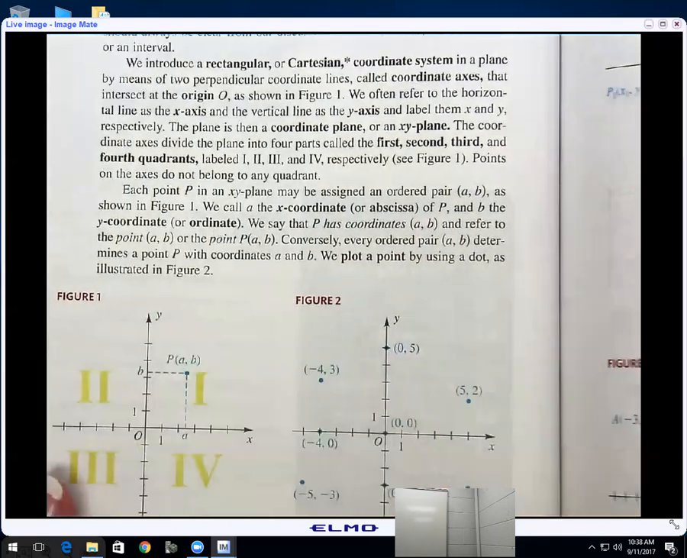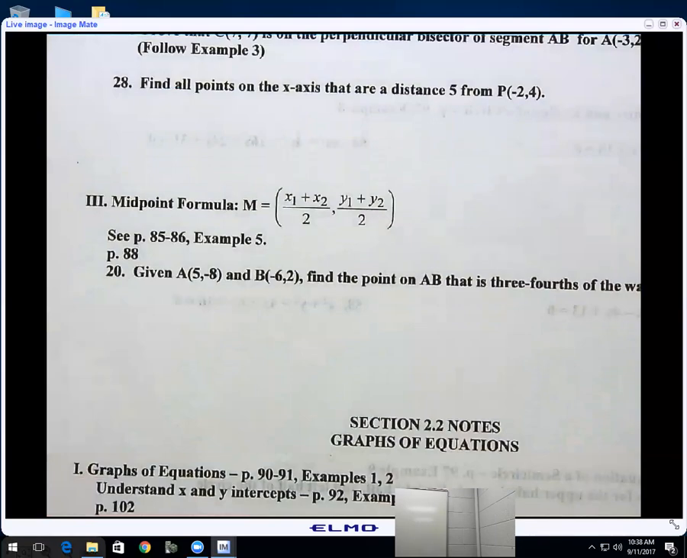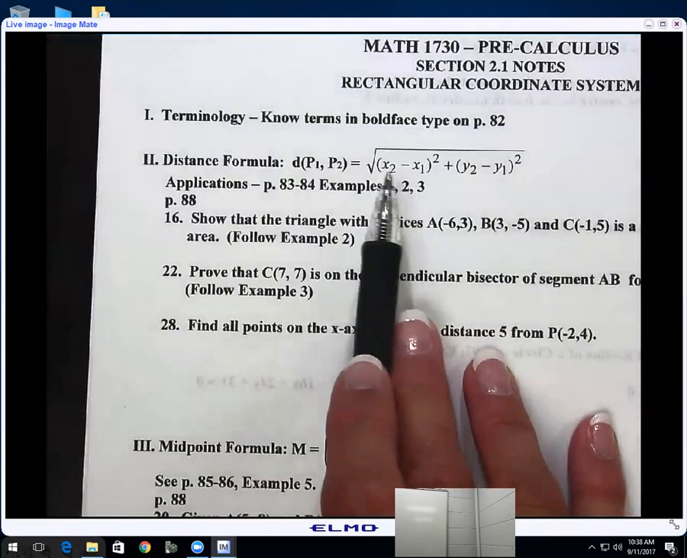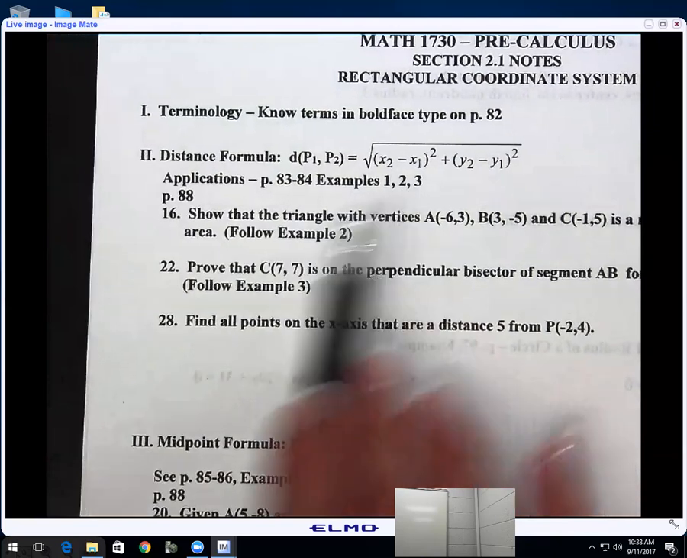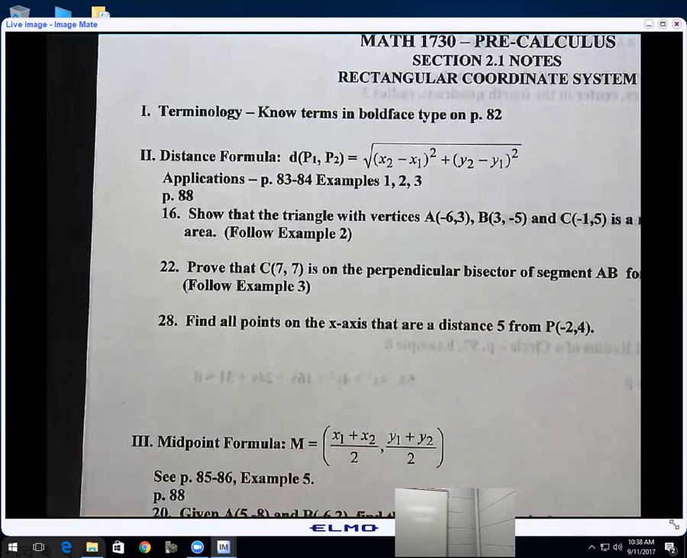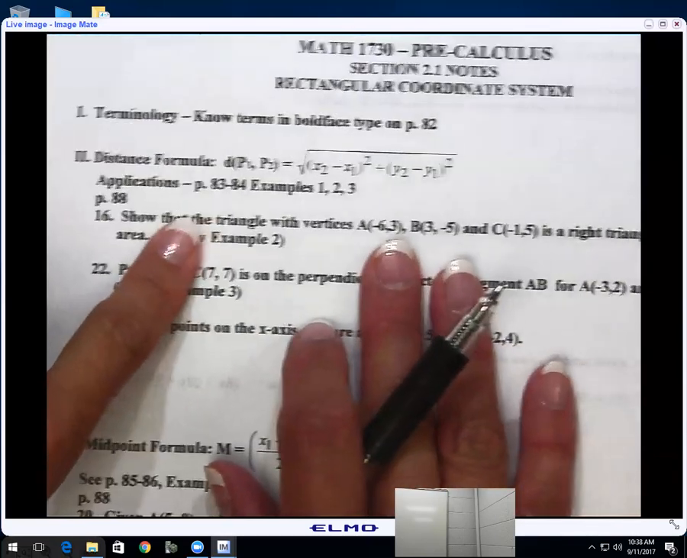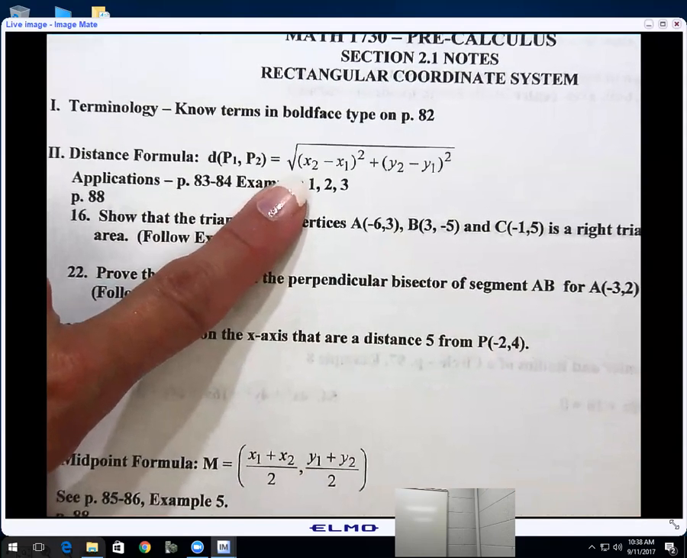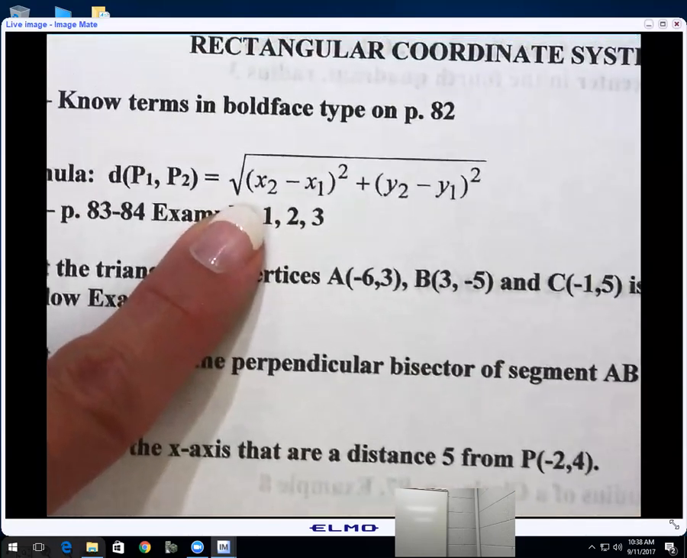The 2 things that we did not do in college algebra, just for lack of time, were any problems involving the distance formula and the midpoint formula. So those are the 2 things that I've given you in the notes. Now that distance formula, I want you to understand why it is what it is, because it will help you remember it.